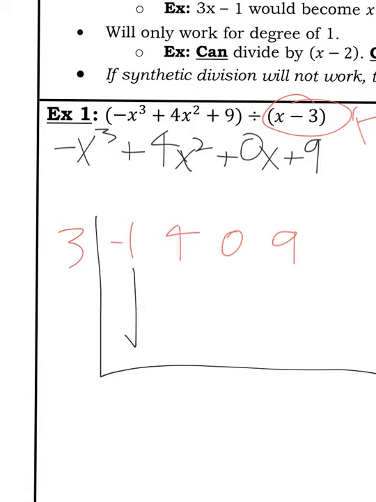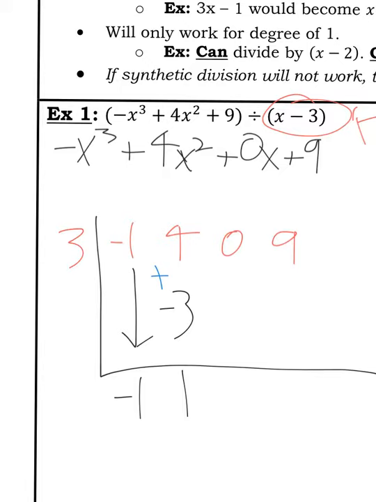The first number always carries down. So I'm going to write negative 1. And then you're going to times it by the outside number. So what's negative 1 times 3? That's going to be negative 3. All right? And then what you got to do now is add those two together. So that's going to be positive 1.